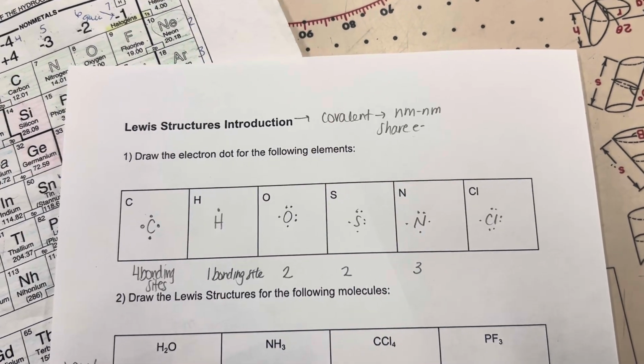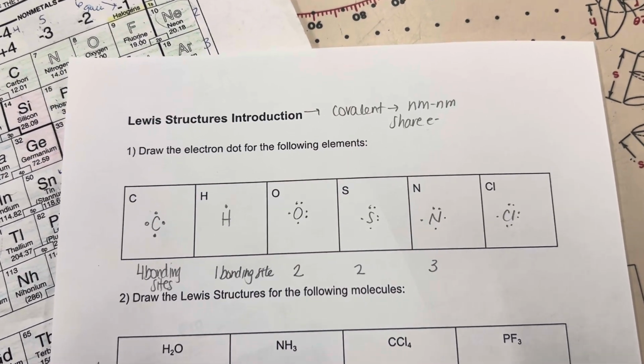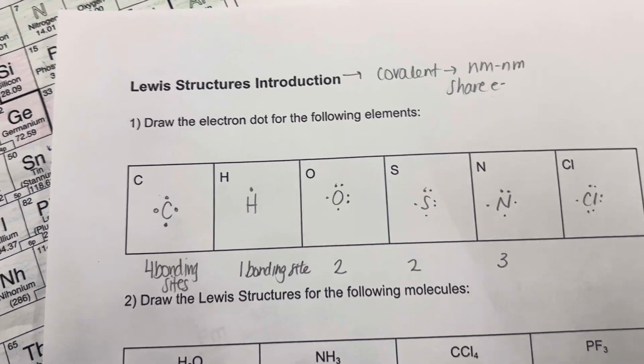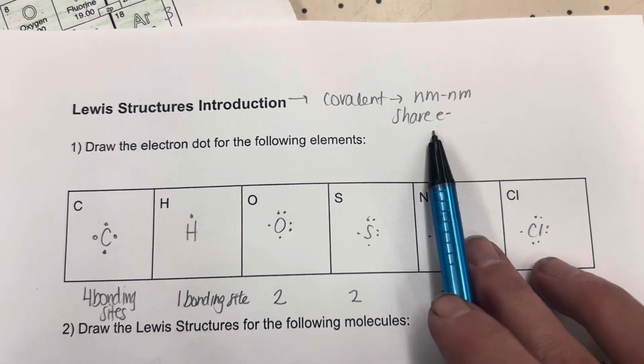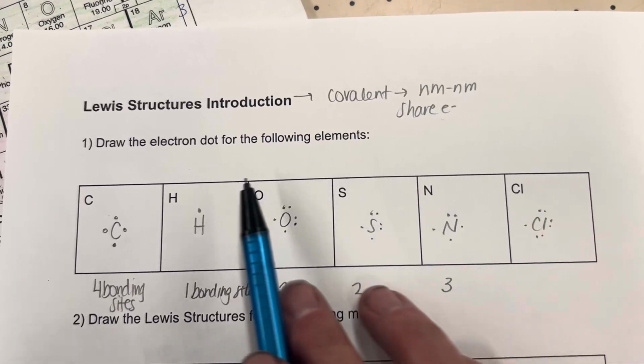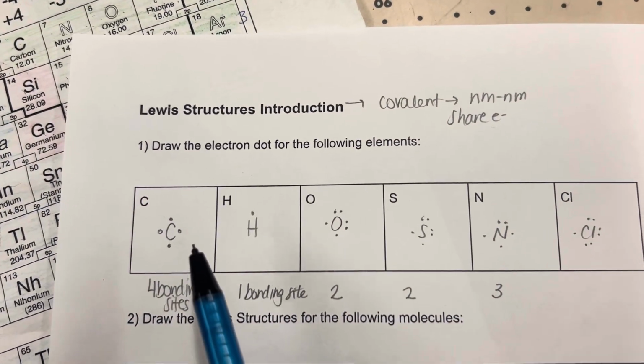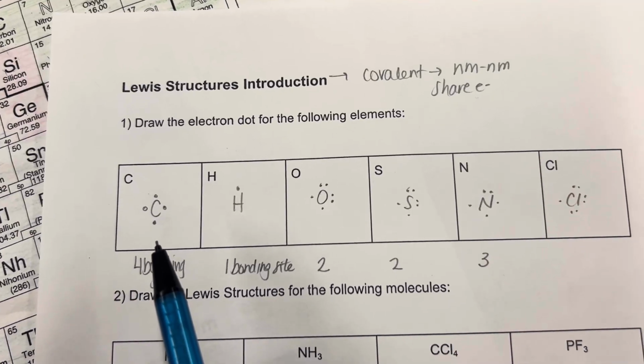Today we are learning about Lewis structures. Lewis structures are for covalent compounds, which means that they are nonmetals with nonmetals and that they are going to share their electrons. The first thing we need to be able to do is to draw electron dots. Electron dots are based on the number of valence electrons.